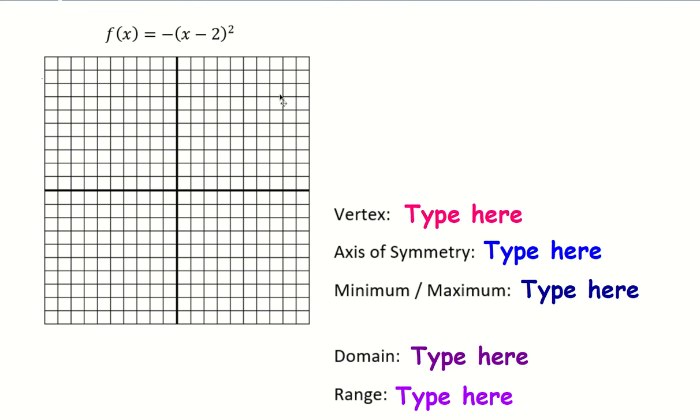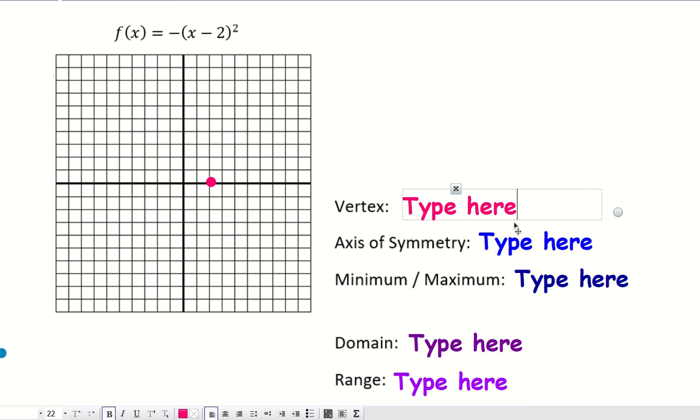All right, now this one. If you look at this, we have this negative out in front, which would make the parabola end up being upside down. And this minus 2 right here, if that minus 2 wasn't there, we'd be at 0, 0. That minus 2 makes it shift to the right 2 notches. And I don't see anything at the end here. It's technically plus 0. So there is no shift up or down.